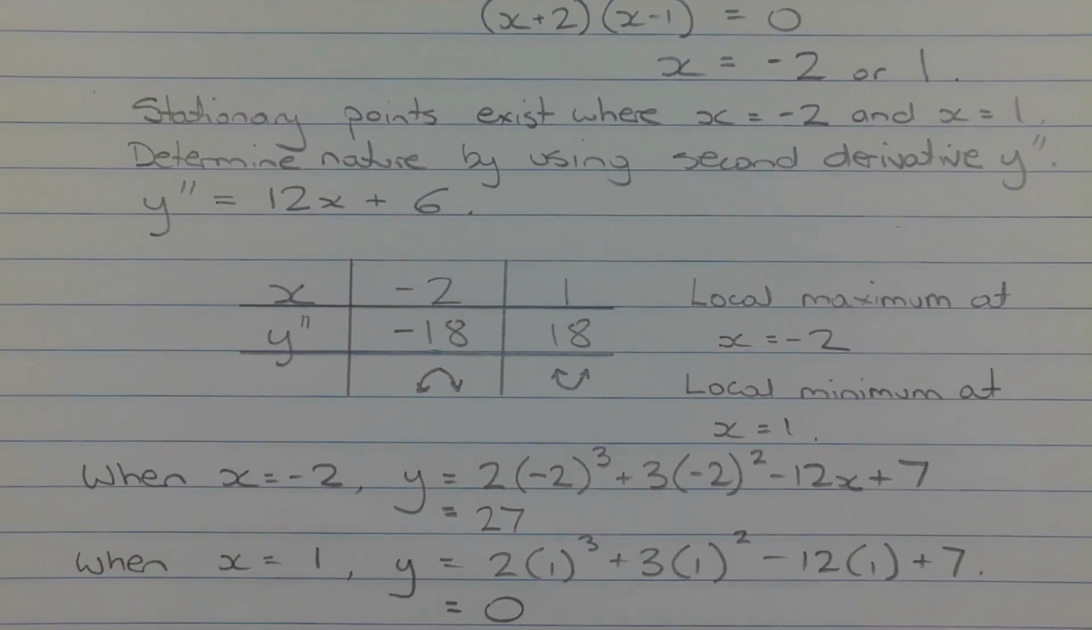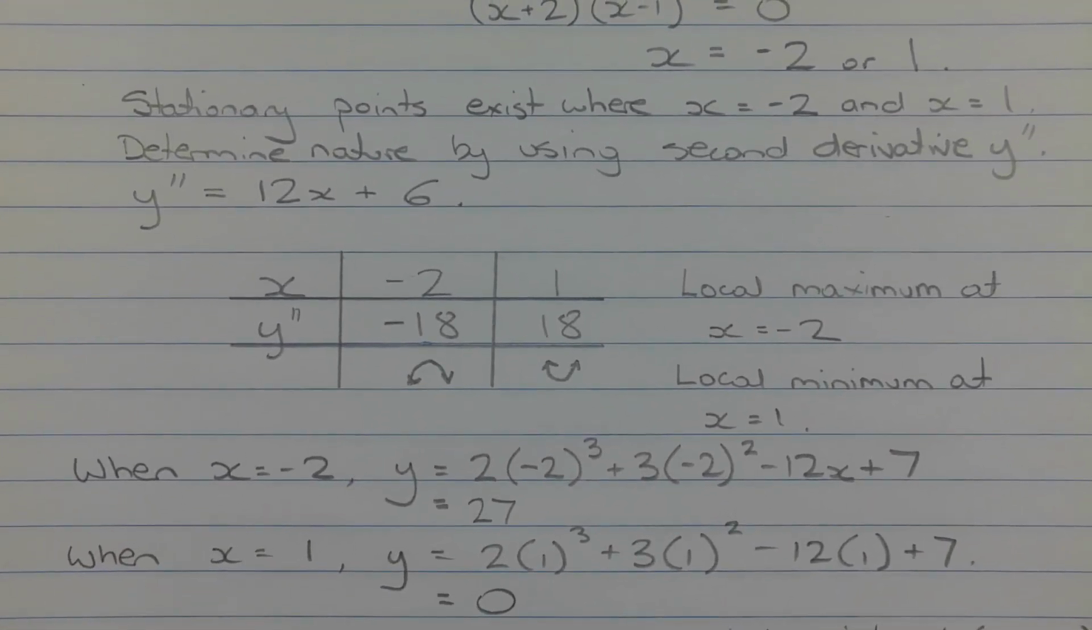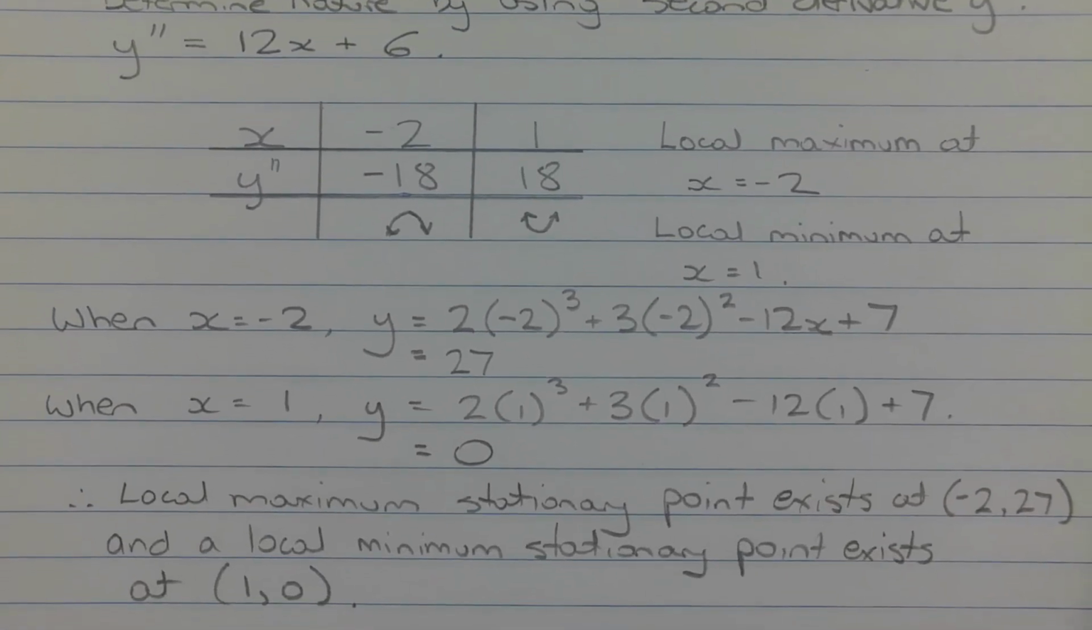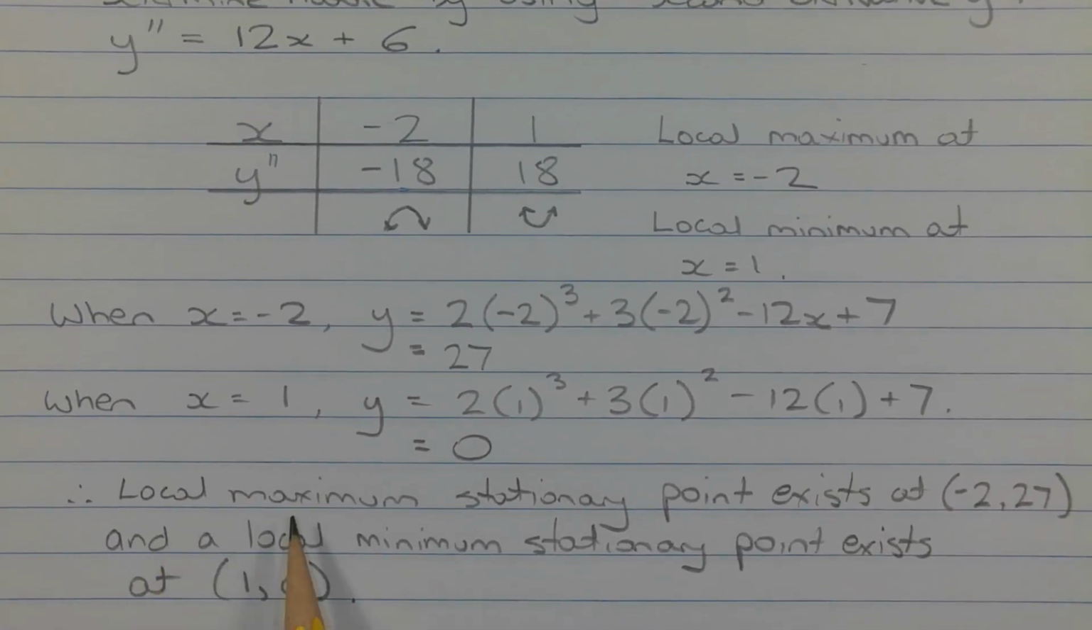We also need the function values, or the y values, when x is equal to negative 2 and when x is equal to positive 1. So when x is equal to negative 2, by substitution, y is equal to 27. And when x is equal to 1, by substitution, y is equal to 0. Therefore, a local maximum stationary point exists at negative 2, 27, and a local minimum stationary point exists at 1, 0.